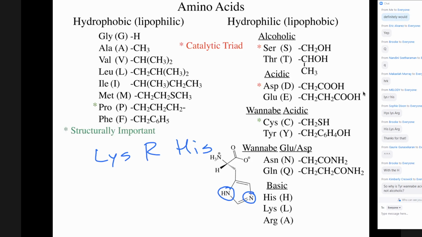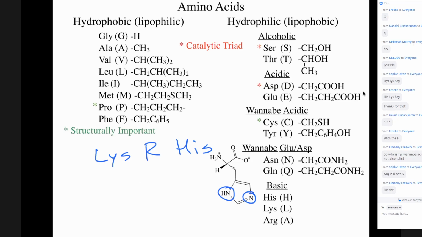Oh, why did I put it as wanting to be acidic? Because phenols have pKa's around 10. Alcohols are usually around 15. So we think of phenol groups as being a little bit on the acidic side. And that's just how I categorized it. It was easy for me to block it that way for memorization.